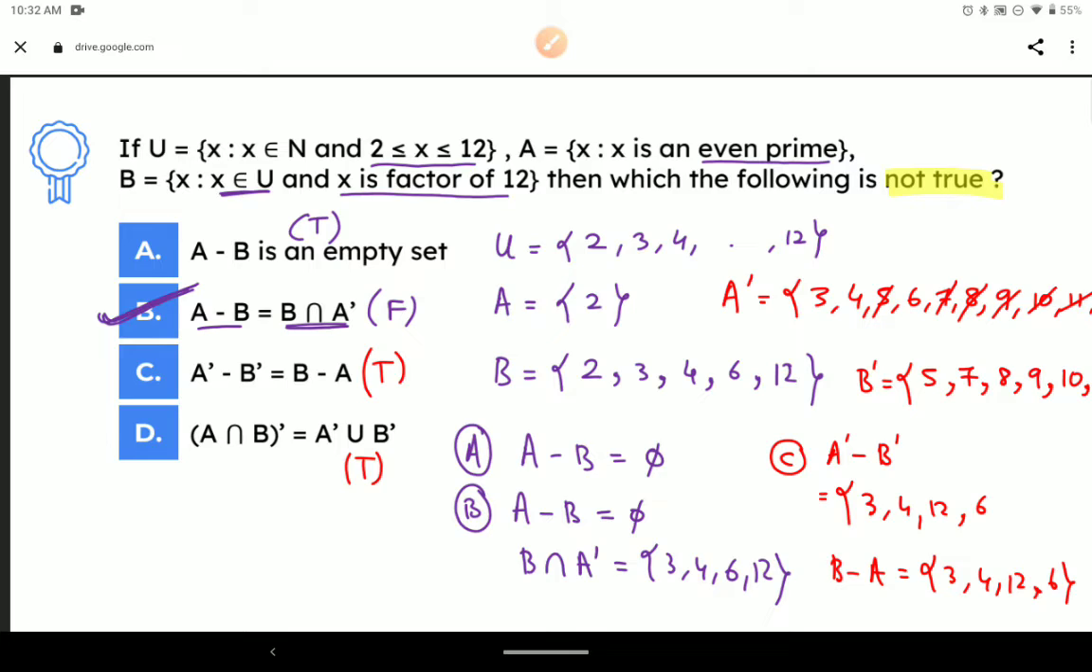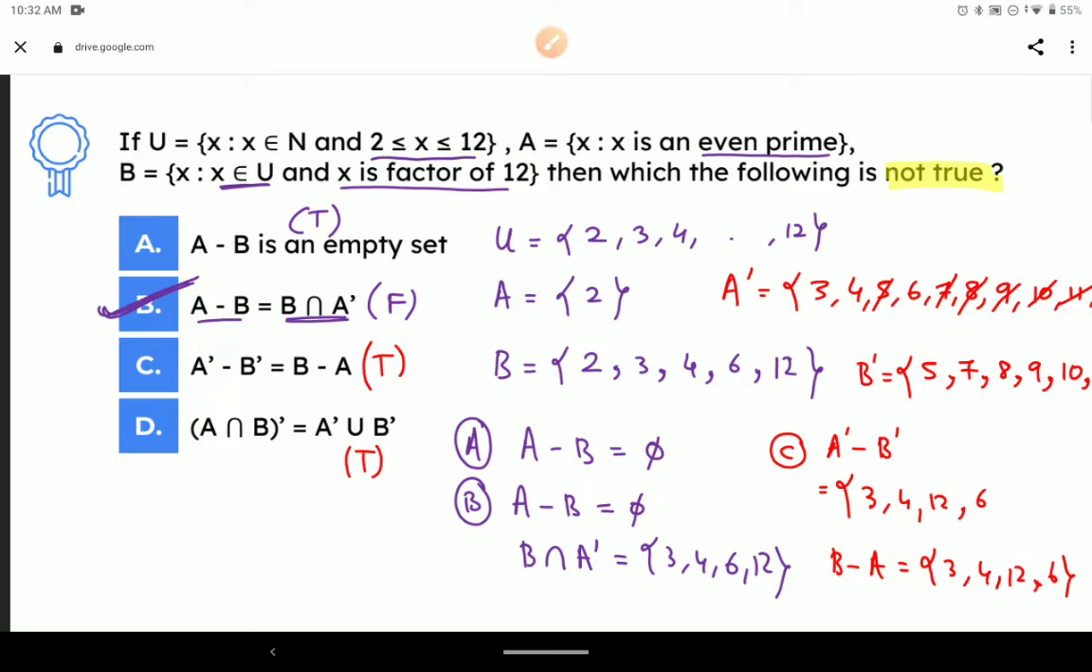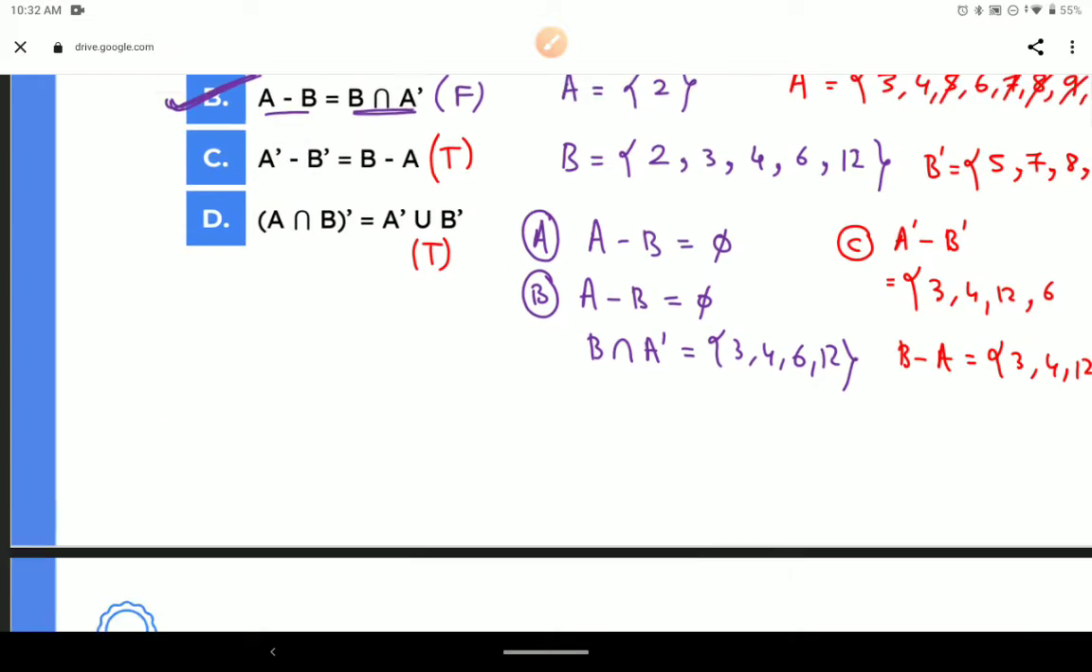And B is x belongs to U and x is a factor of 12. See, x belongs to U means x is from 2 to 12. Also x is a factor of 12, that means 2, 3, 4, 6, 12. So we are given some conditions. We should check what is not true in these conditions. A minus B is an empty set. See, what is A minus B? Yes, A minus B is an empty set, because from A you remove A intersection B, which is 2. So A minus B results in a null set or empty set. So the first one is true.